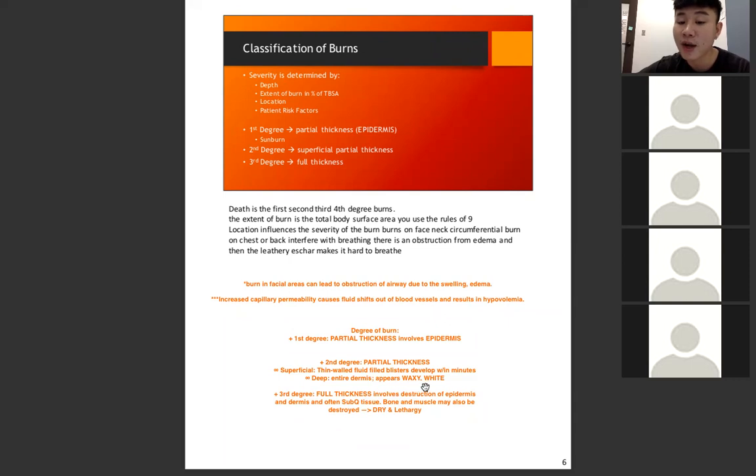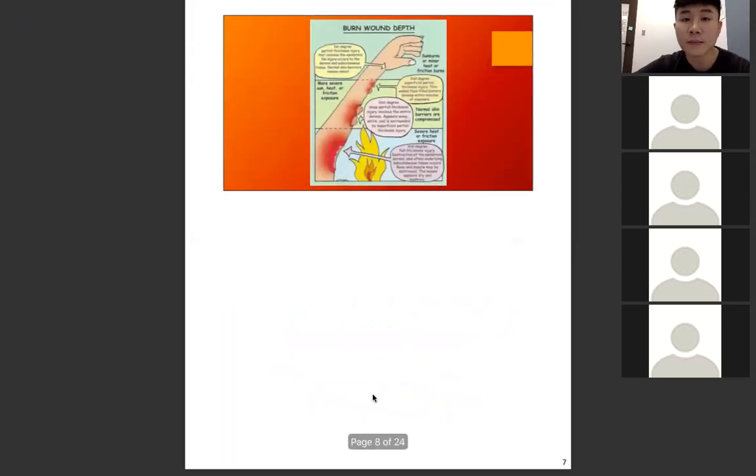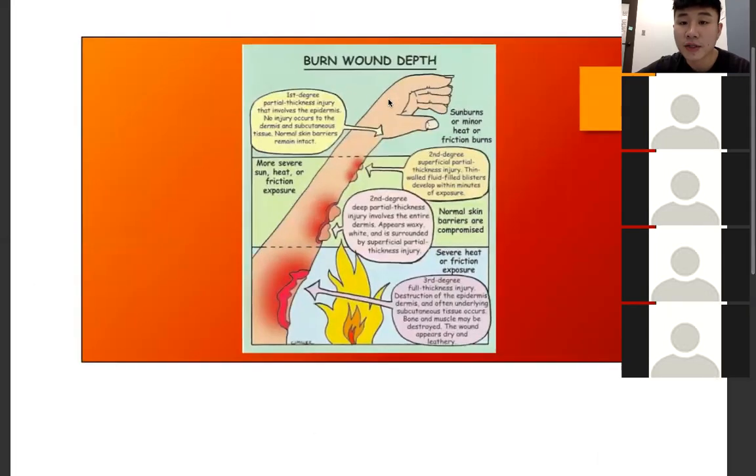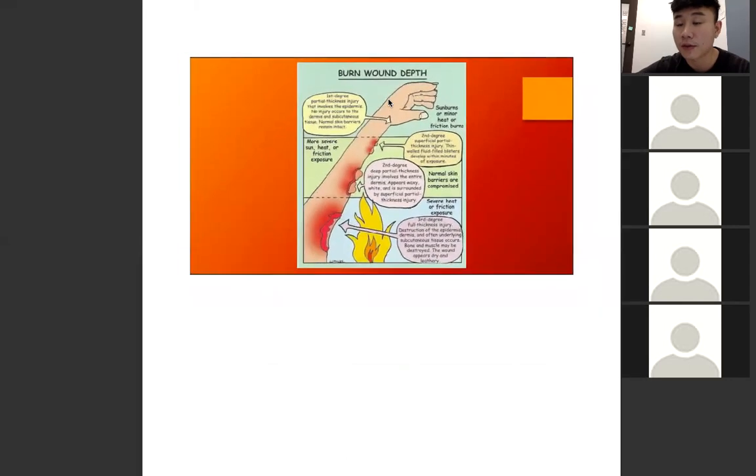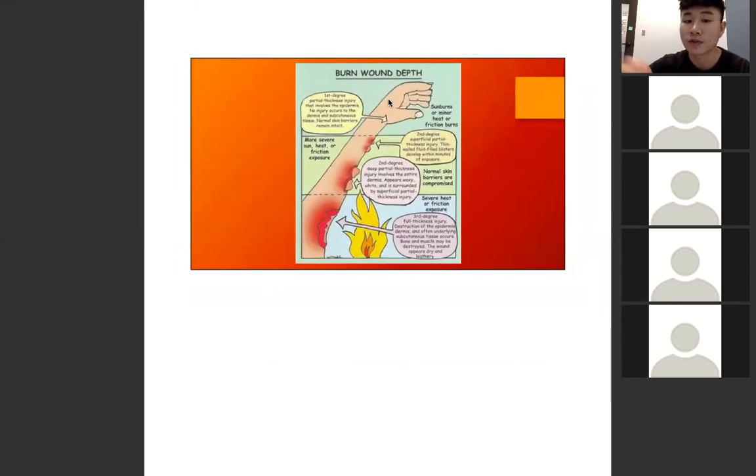If the patient's skin is waxy and white, that would be deep partial thickness, which is 2nd degree. And if there are fluid-filled blisters, it will be superficial 2nd degree, partial thickness. And if it's like a sunburn, it will be a partial thickness 1st-degree burn. So please study that. This is just another picture that you can use to learn the 1st, 2nd, and 3rd degree burns more visually.